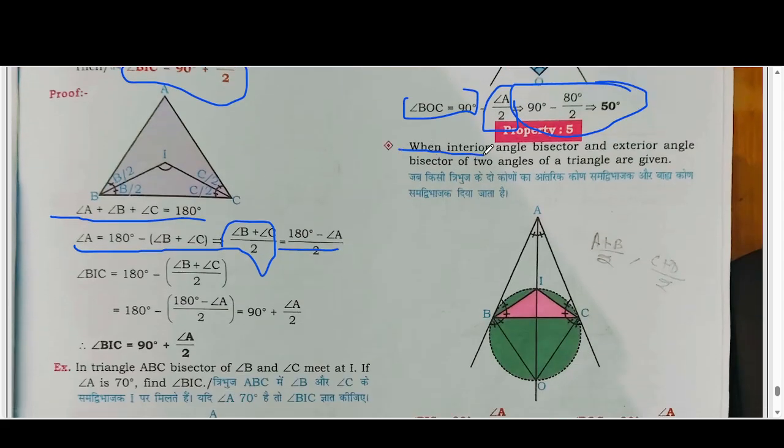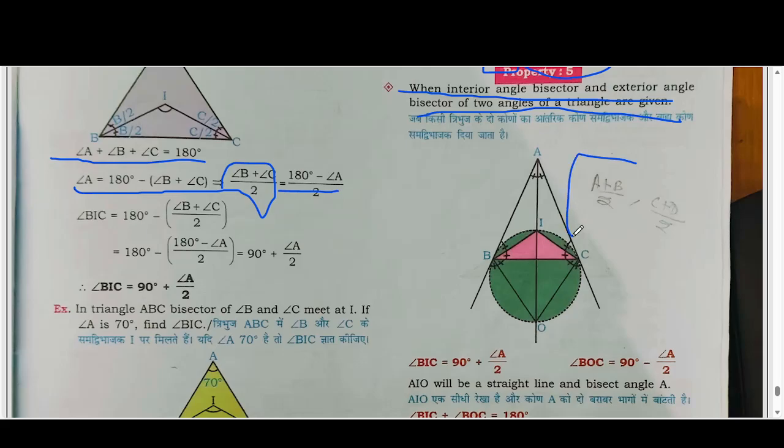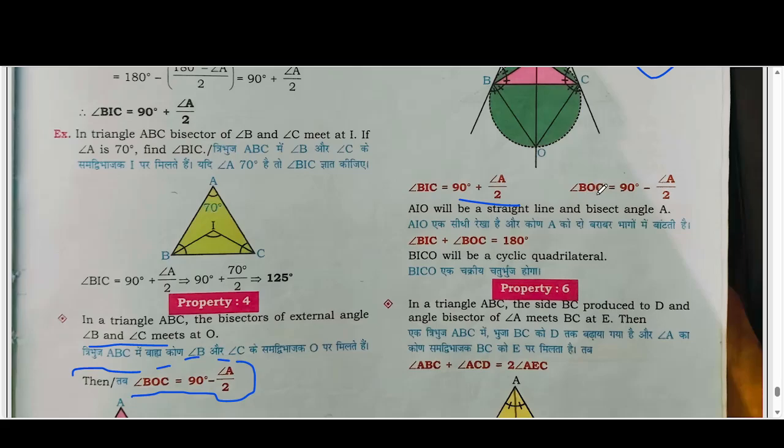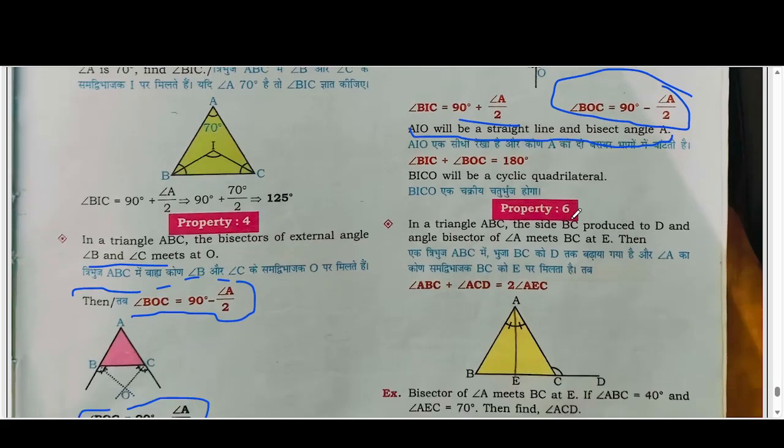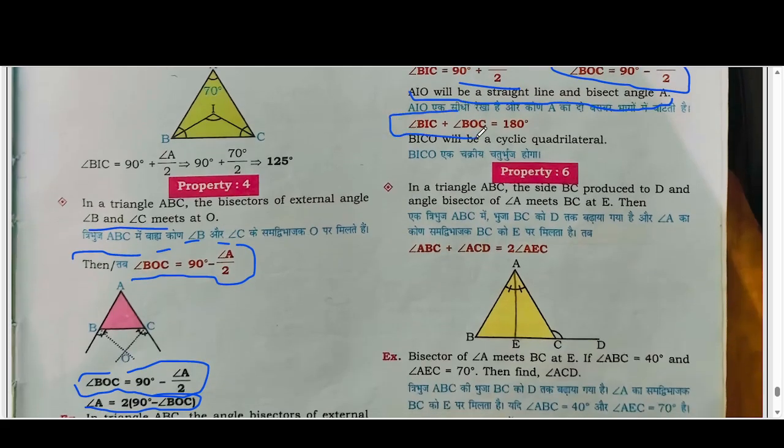When the interior angle bisector and exterior angle bisector of two angles of a triangle are given, angle BIC is 90 plus A by 2 and angle BOC is 90 minus A by 2. AI will be a straight line and bisect angle A. BIC plus BOC is equal to 180 degrees, so BIOC will be a cyclic quadrilateral.